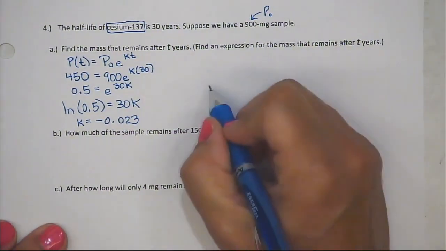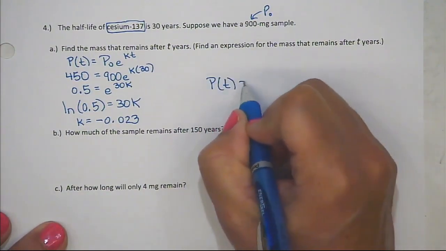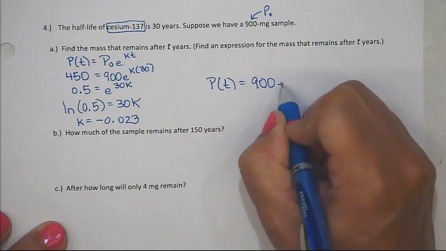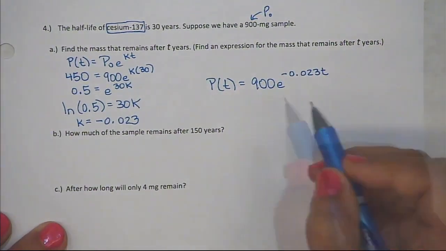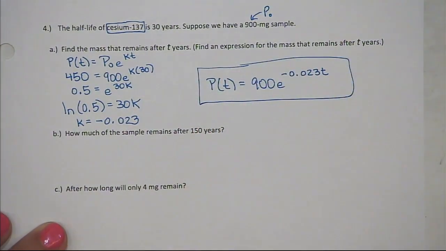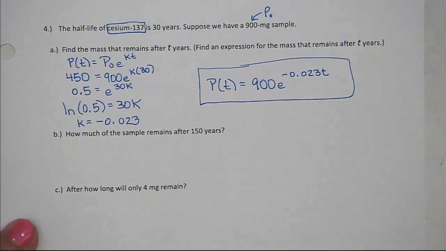All right, so our formula, P of t equals 900 e to the negative 0.023 t. So once you have that, you're good to go. The rest of the problem, you're just plugging in numbers wherever they need to go. So that's kind of the hardest part of the problem, finding your formula.